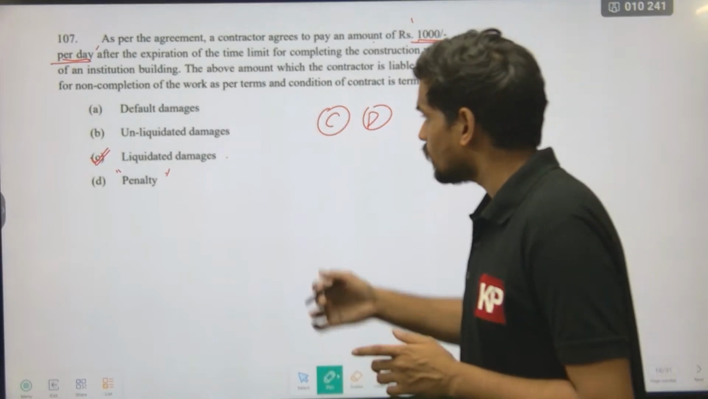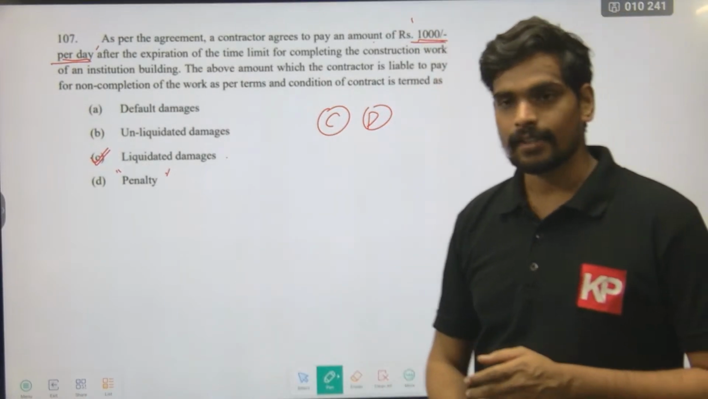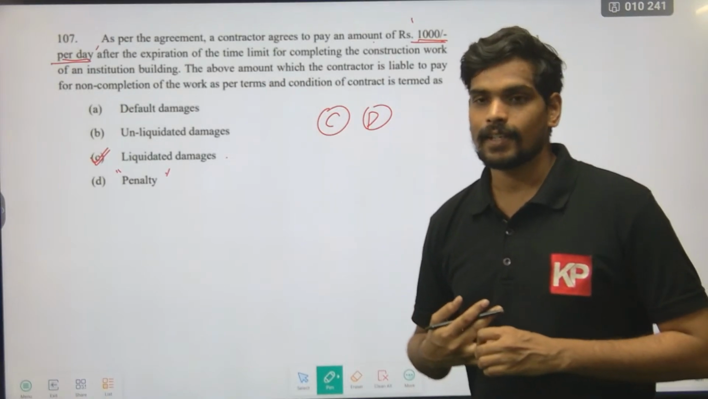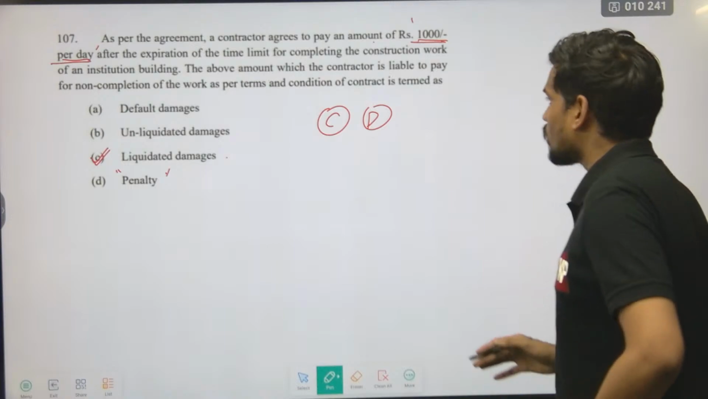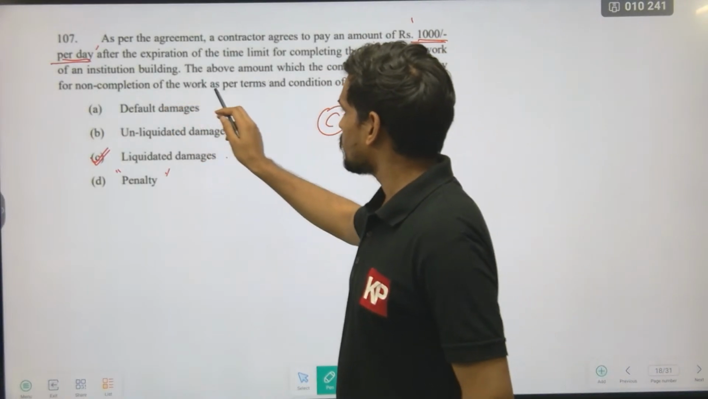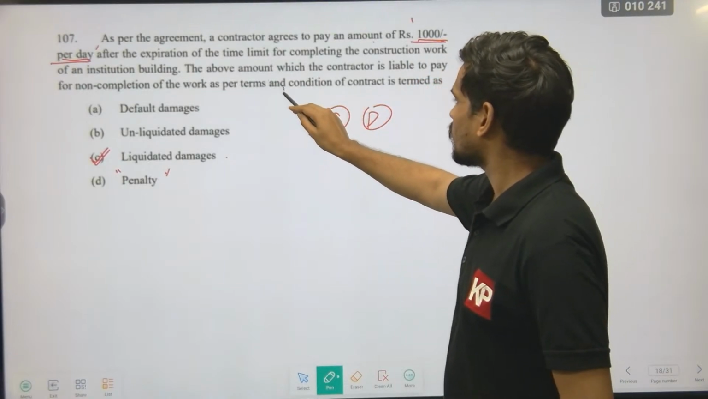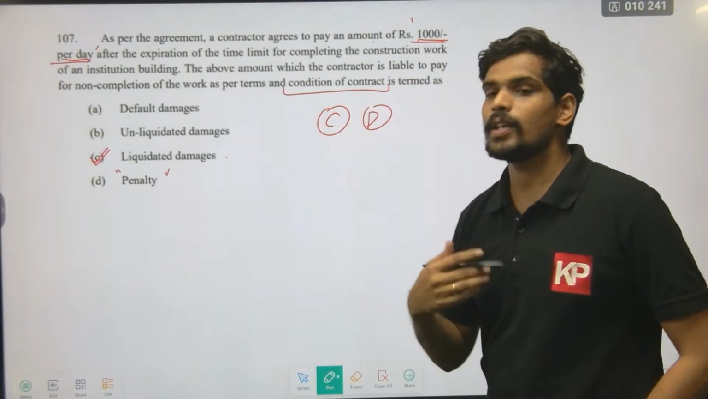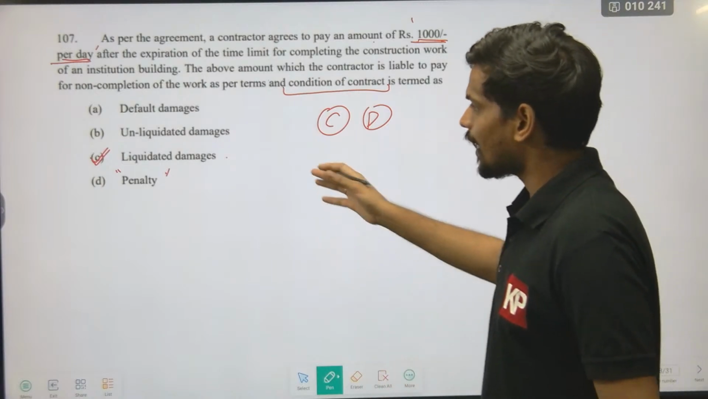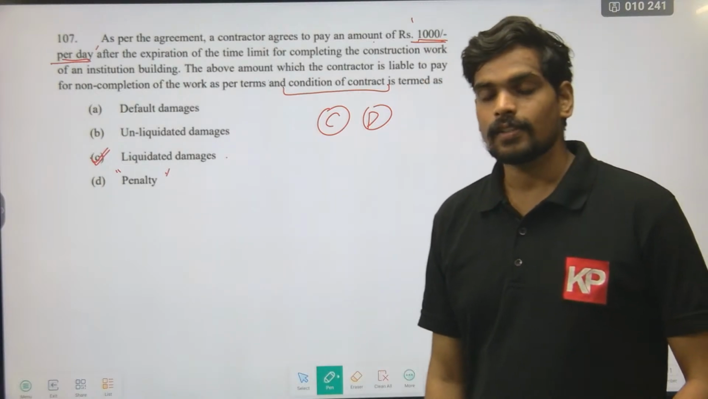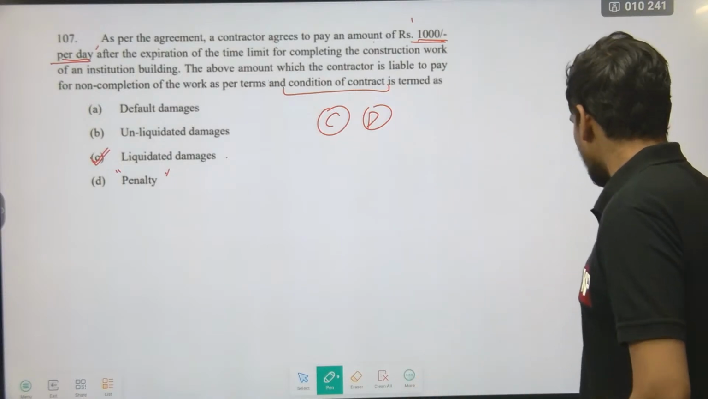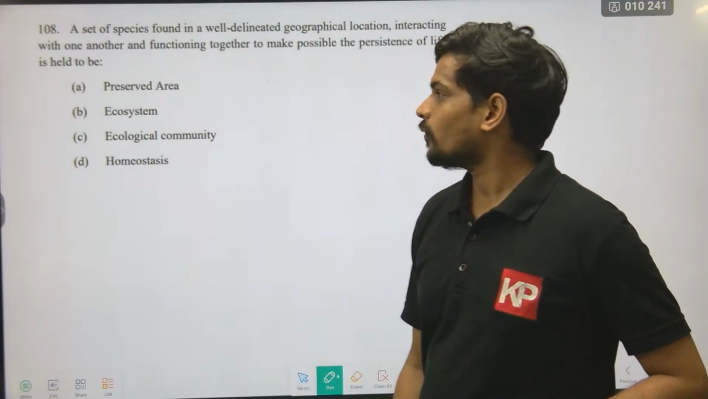But when it is payment from the contractor's end, it could be penalty for non-completing, or it also could be liquidated damage as such too, because it is a breach of contract. So they're using this term non-completion of work as per the terms and condition of the contract. So it's a breach of contract. Any payment done in the case of breach of contract is classified under liquidated damages as well. So that's about question number 107. Next one, question number 108.